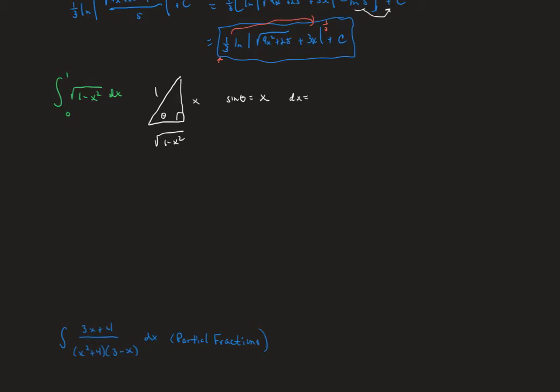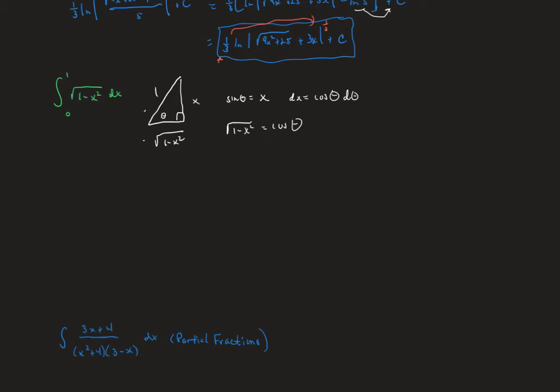That is going to make dx be cosine of theta d theta. And our radical, we're going to partner that with our constant. So that's going to be the cosine of theta, adjacent over the hypotenuse.